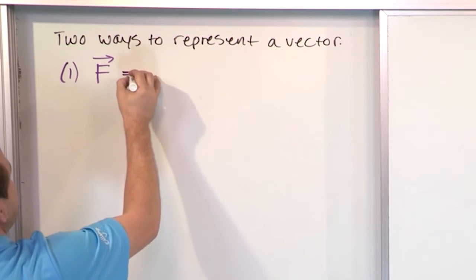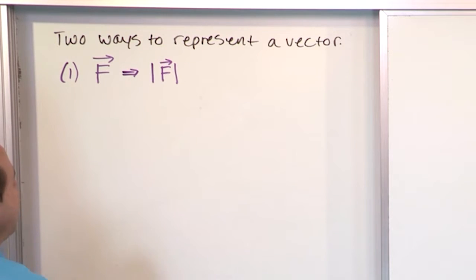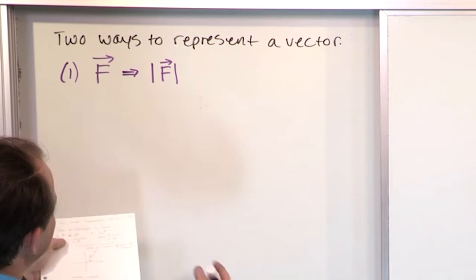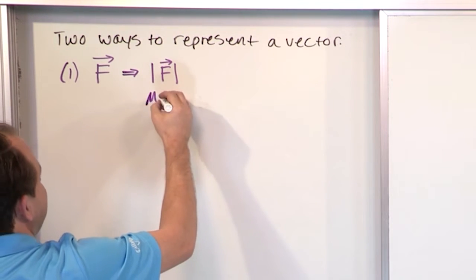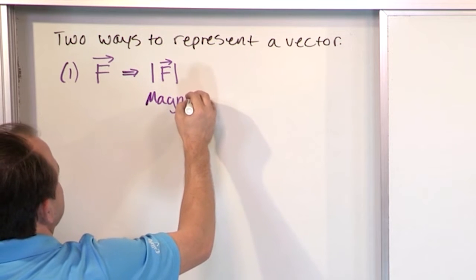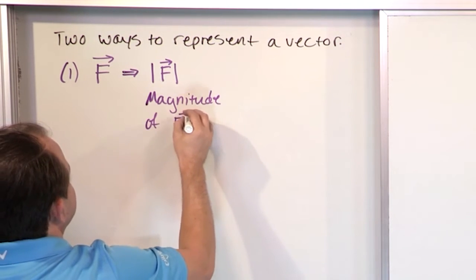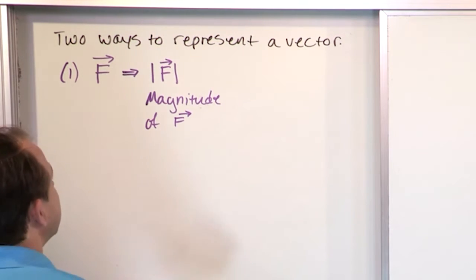We represent the magnitude of F. So we put it in these absolute value signs, and that means that's the magnitude. That's how big it is. Is it 10 newtons? Is it 6 newtons? Is it 3.5 newtons? Whatever. So this is the magnitude, the strength, of the vector F. That's what's represented here. So it's a number, right?